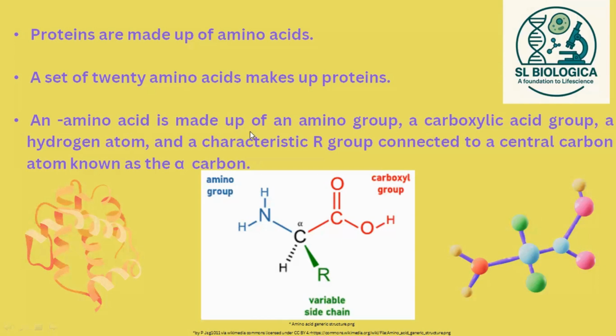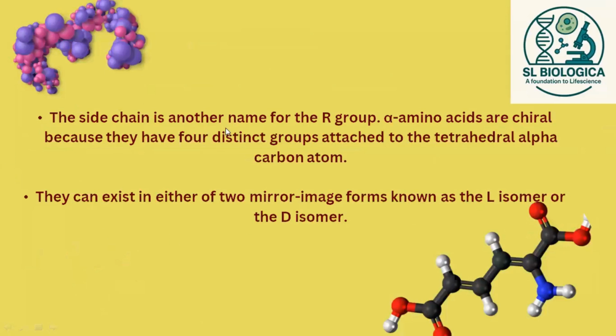So an amino acid is made up of an amino group, a carboxylic acid group, a hydrogen atom, and a characteristic R group connected to a central carbon atom known as alpha carbon. So the side chain is another name for the R group. Alpha amino acids are chiral because they are attached by 4 different groups. In the previous slide, we have seen that it is attached by amino group, carboxyl group, hydrogen atom, and one side chain or R group.